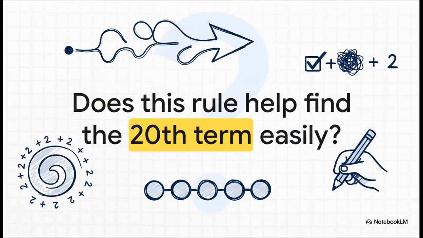Okay, but hold on a second. Let's really think about this. Is this add 2 rule really going to help us find that 20th term without a massive headache? I mean, I'd have to start with our last number, 9, and then add 2. That's the 5th term. Then add 2 again for the 6th, and then again, and again, all the way to the 20th. It's definitely better than drawing dots, I'll give you that, but it's still not very fast.